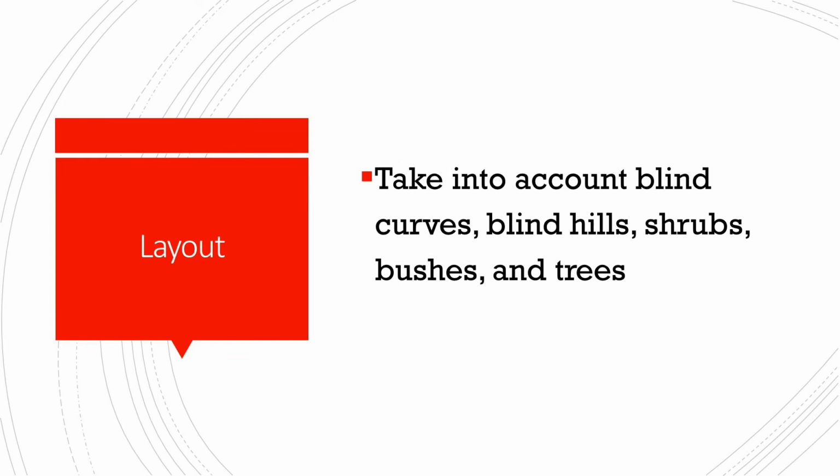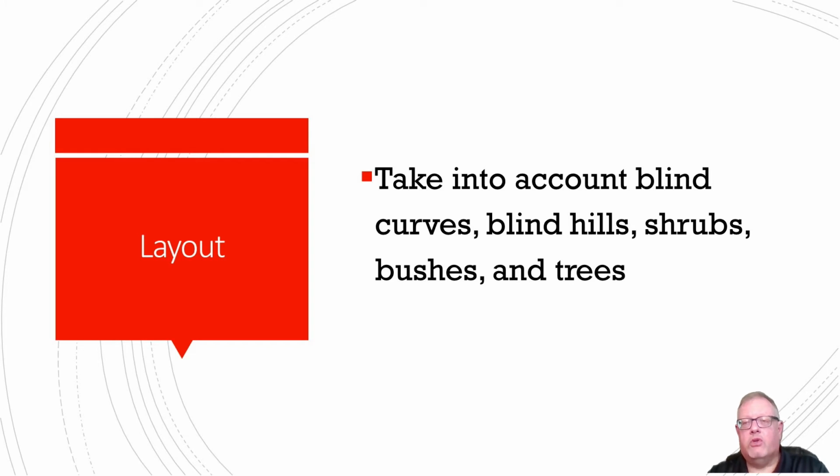Take into account blind curves, blind hills, shrubs, bushes, and trees. Once again, this is really important. It's really important that we realize that we want to make ourselves visible. That's the reason you put on the vest with the high intensity colors. It's the reason we use stop slow paddles. We want to be visible. When you put that vest on, you are in effect becoming a device. You're communicating that you're someone that doesn't want to be run over.